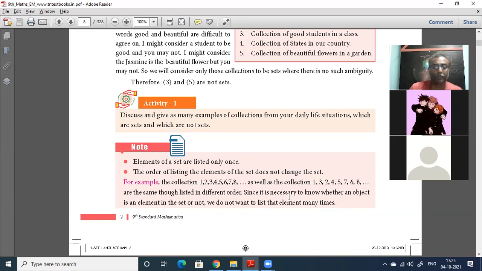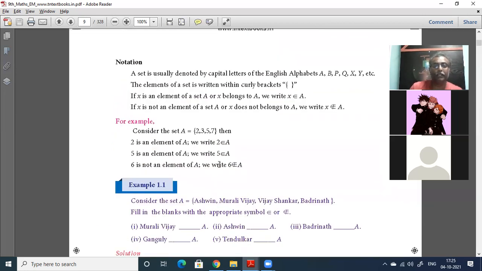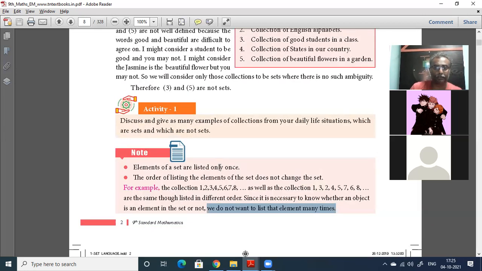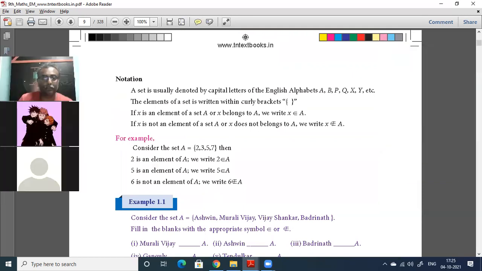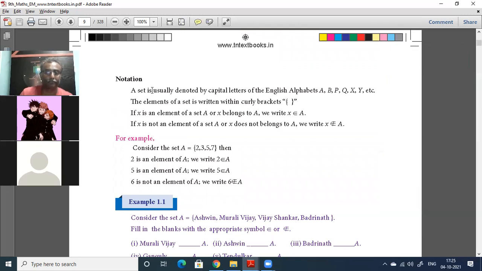Since it is necessary to know whether an object is an element in the set or not, we do not want to list that element many times. Don't list many times, only once. Now you are coming to an important thing: set notation, how to represent a set.